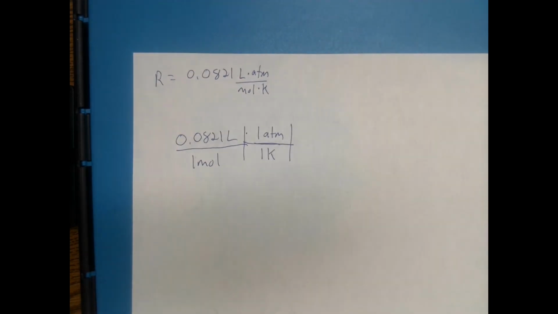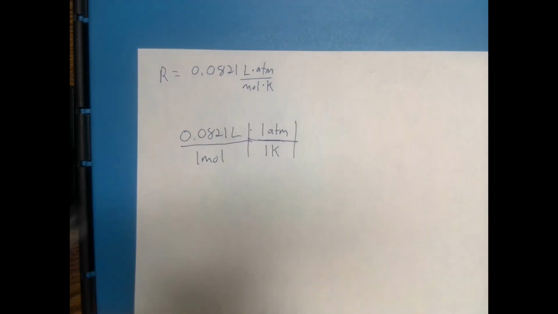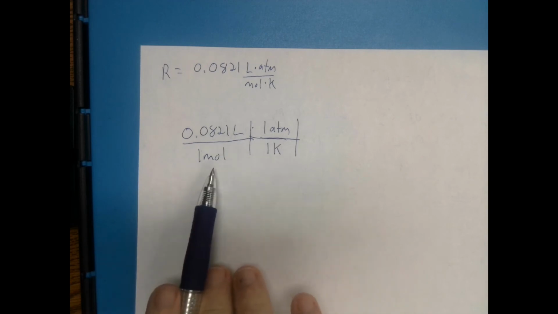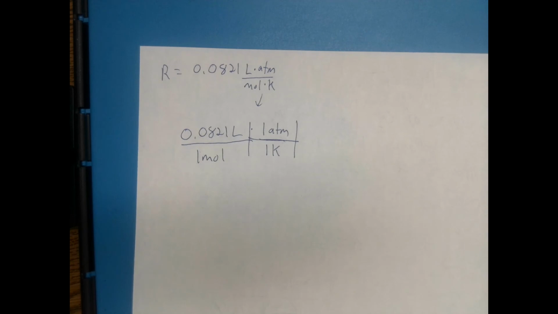So I broke this up into a grid. This number right here is the same thing as this grid right here, right? We have a liter times the atmosphere divided by mole divided by Kelvin. These units are all broken up like this.